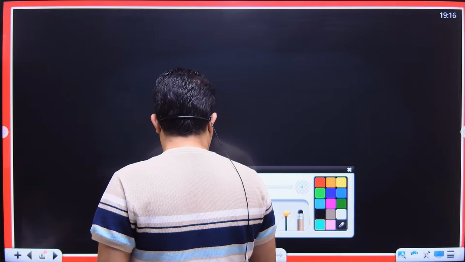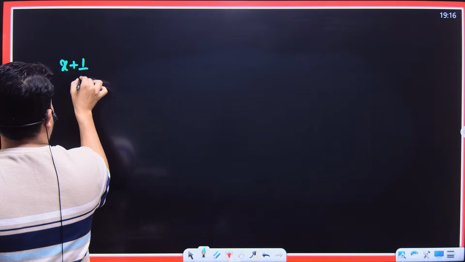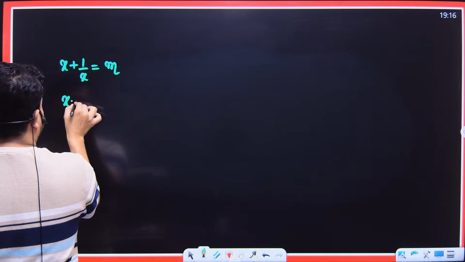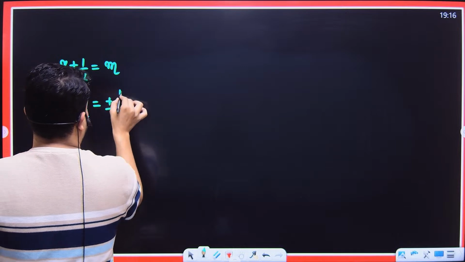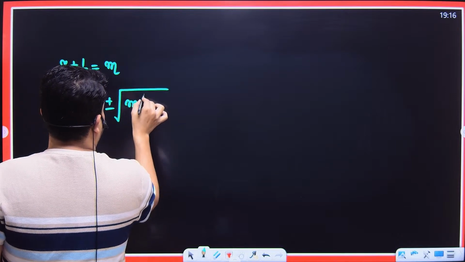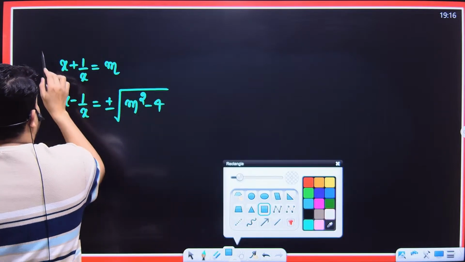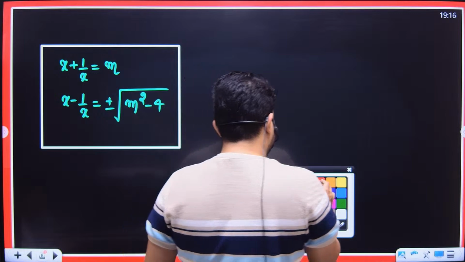If x plus 1 upon x is equal to m, and I have to calculate x minus 1 upon x, then it is equal to plus minus under the root m square minus 4. When I teach you algebra, I will tell you everything in detail. But for this question, you have to remember it.